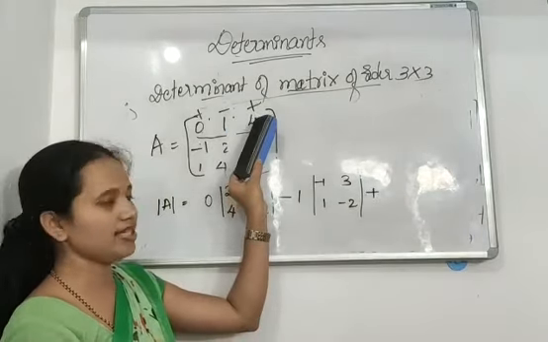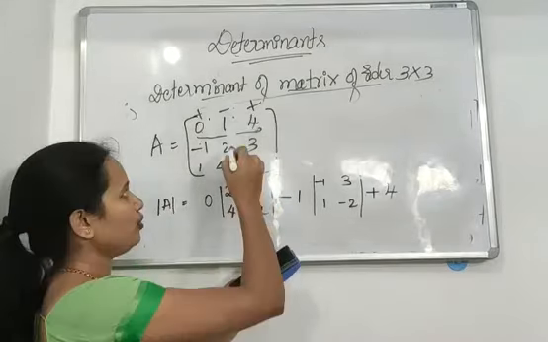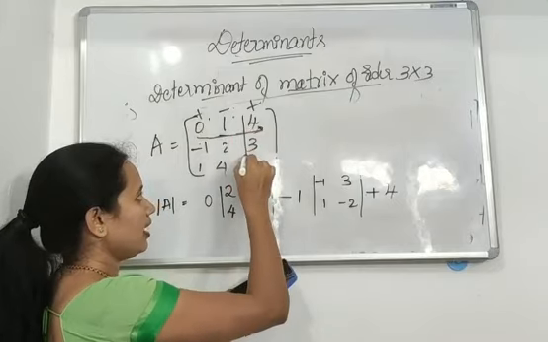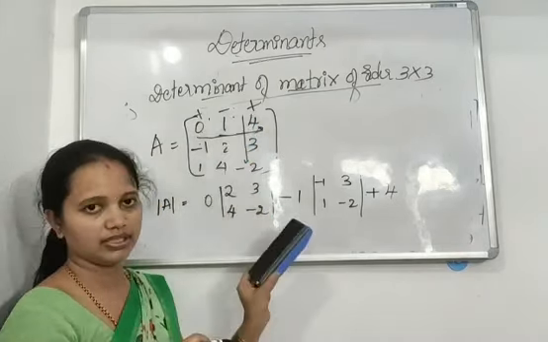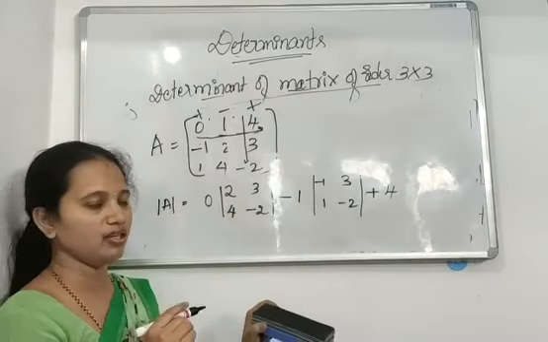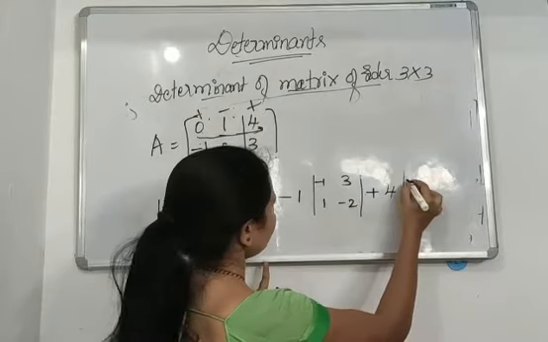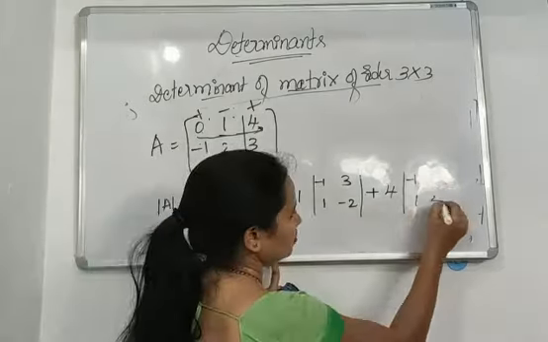So the next and last element is 4. The third element is 4. 4 lies in the first row and third column. Delete the first row and third column elements. Consider the determinant of the remaining 4 elements: minus 1, 2, 1, 4.